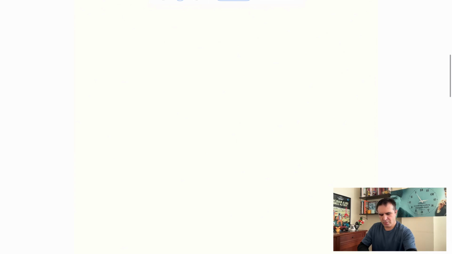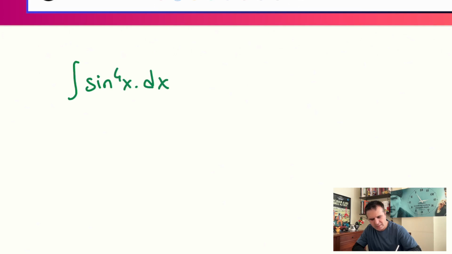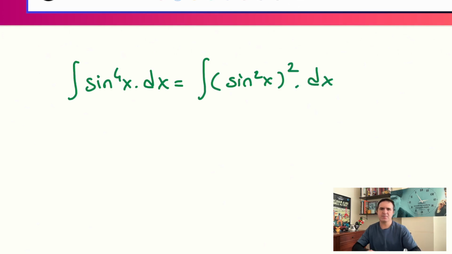We are taking the integral of sine to the 4th power of x, integral sine to the 4th power of x dx. To take the integral of sine to the 4th power of x dx, the first step is to write it as the square of sine square of x. We write it as the integral of (sine square of x) square dx.